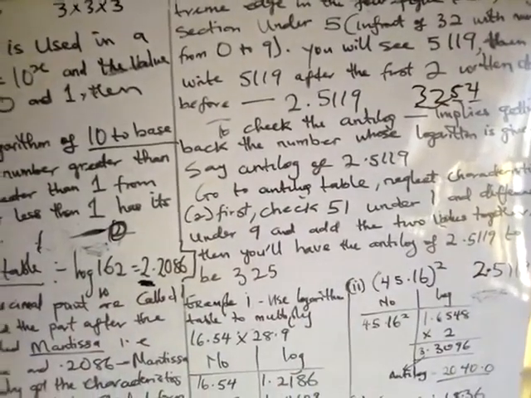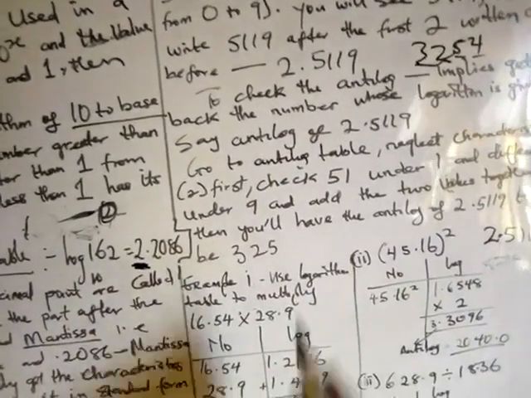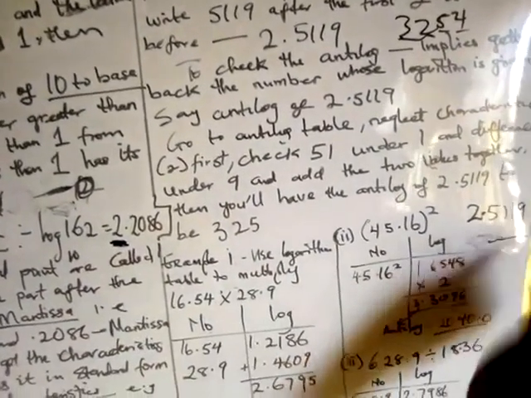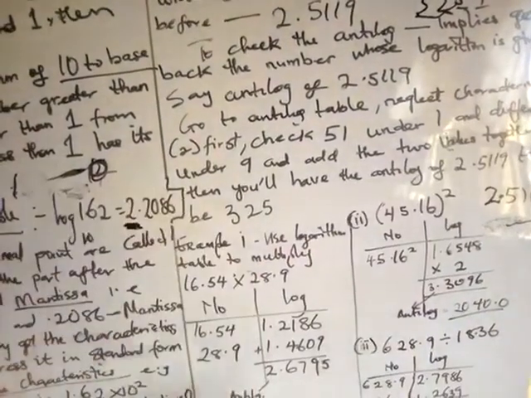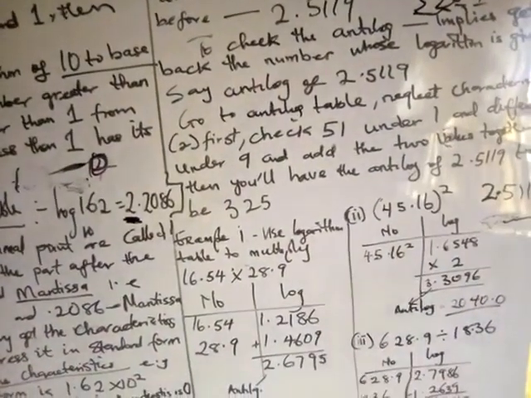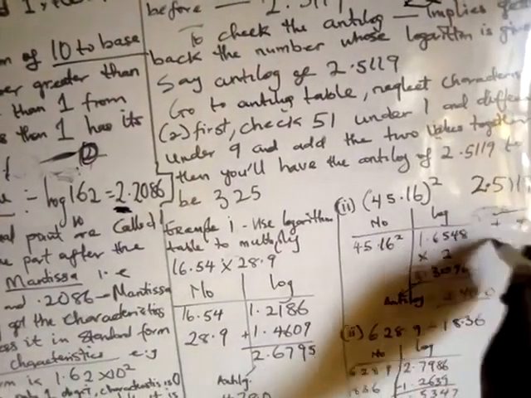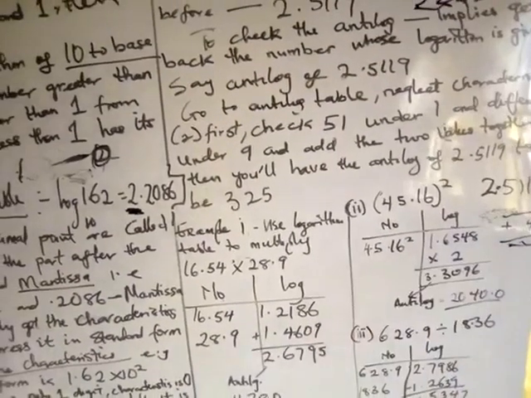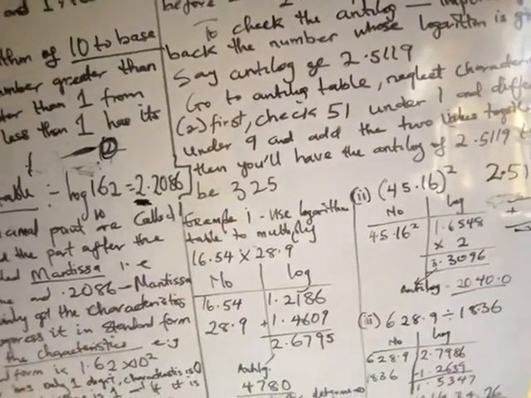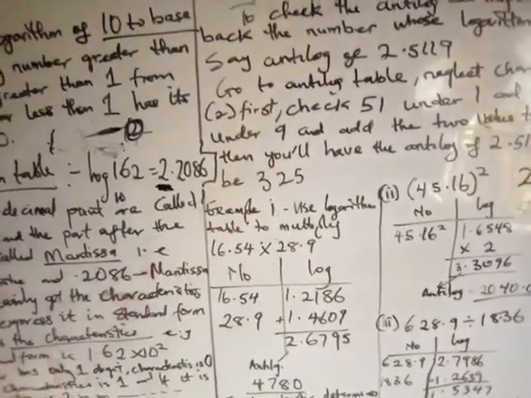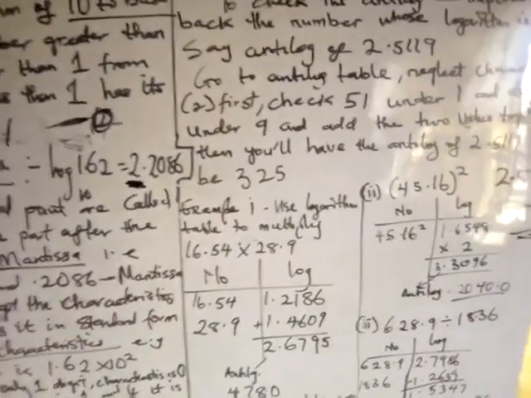The first thing you do is check 51 under 1. What is the number that you got? You write it down. Then you go ahead and find the difference according to that line also, and you add it up. Whatever you get gives you the number you are looking for, which is 325. For example, let's go to an example.